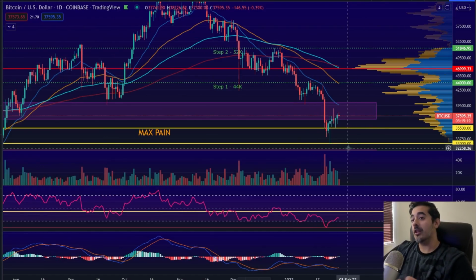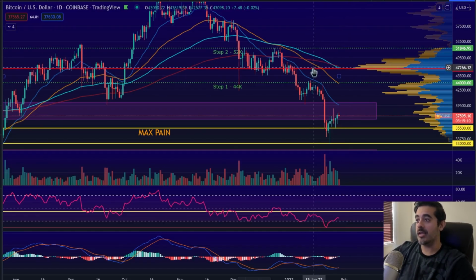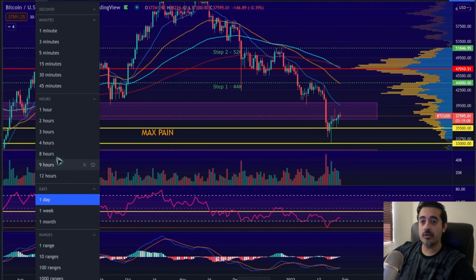But I do think longer term, when you're seeing politicians getting more involved in Bitcoin and using it as a way to get votes, that's going to be something that's really going to be bullish for Bitcoin. Okay, so keep that in mind. Let's move on to a couple of other time frames.